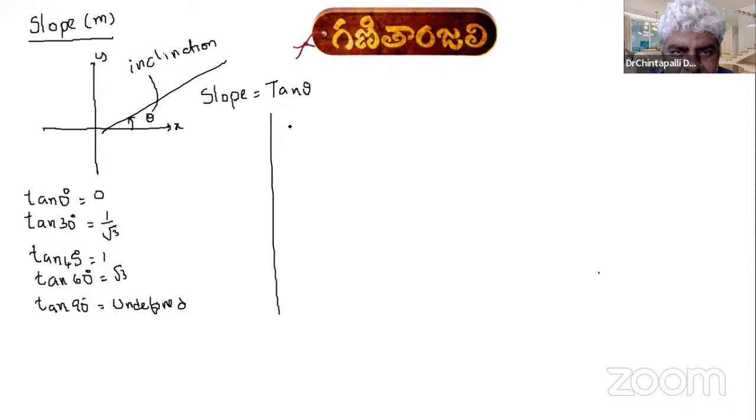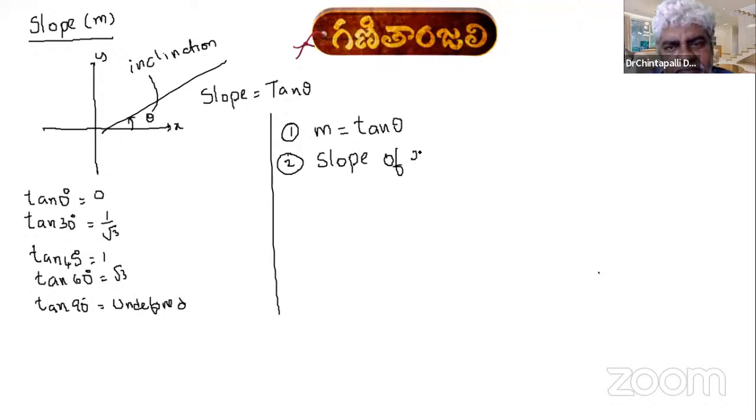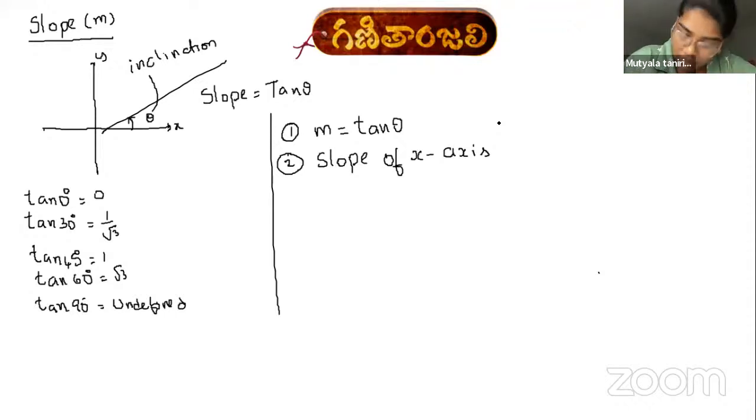So the points we learned: the first point, slope m is equal to tan theta. Next, what is the slope of the x-axis? What is the angle made by a line with the x-axis? The angle is 0, so the slope is 0. The slope of the x-axis is equal to 0.